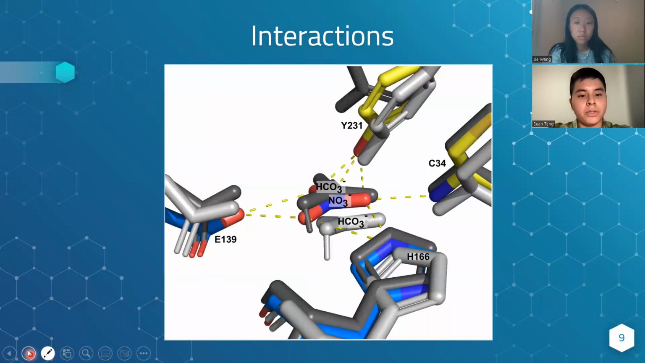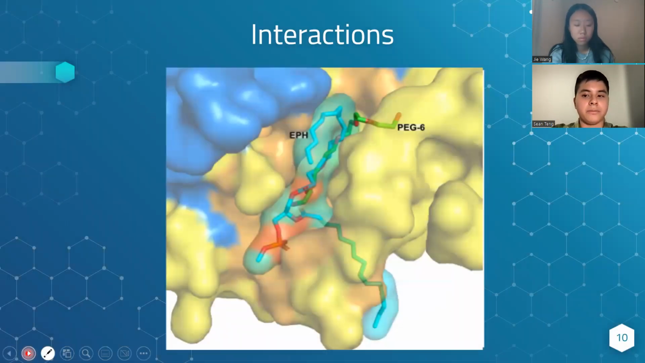Here's a superimposed image of NO3- and HCO3- taken from related proteins. As shown before, since both molecules are trigonal planar, they will be located in the same place and overlap well. The amino acid residues interacting with NO3- are glutamate, histidine, cysteine, and tyrosine. What's important to note is that all these residues are able to engage in general acid-base chemistry, which further supports the hypothesis that HCO3- acts as a general base for the catalytic reaction.